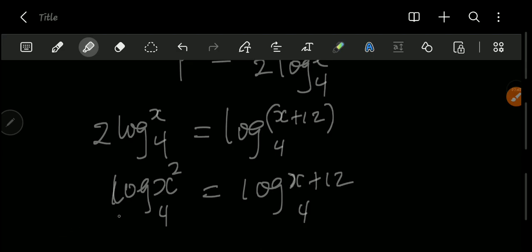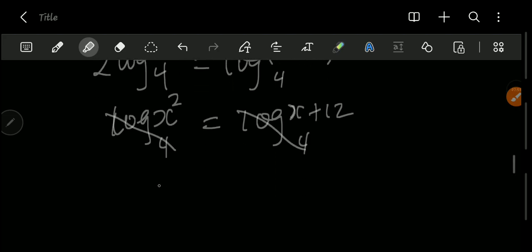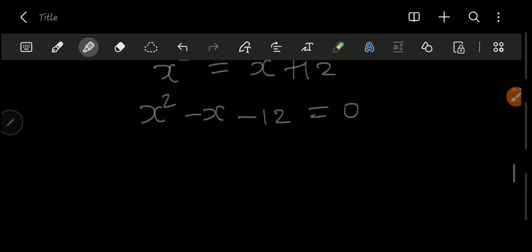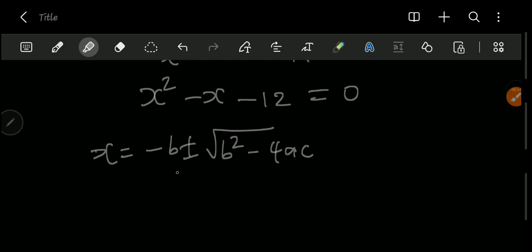From here, since I have log base 4 on both sides, they can cancel out, right? So I just have x to power 2 equals x plus 12, right? So this has become quadratic. I collect like terms. I have x to power 2 minus x minus 12 equals 0. So we're going to solve this using the quadratic formula. What does this state? It says x is equal to minus b plus or minus the square root of b squared minus 4ac, all over 2a. This is the quadratic formula.